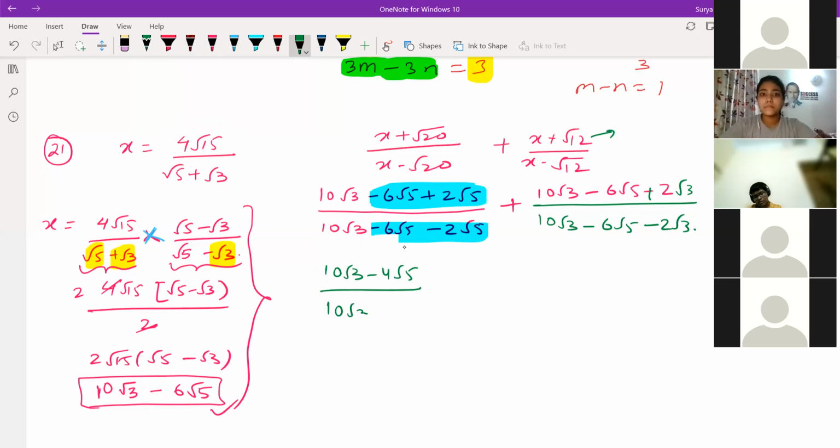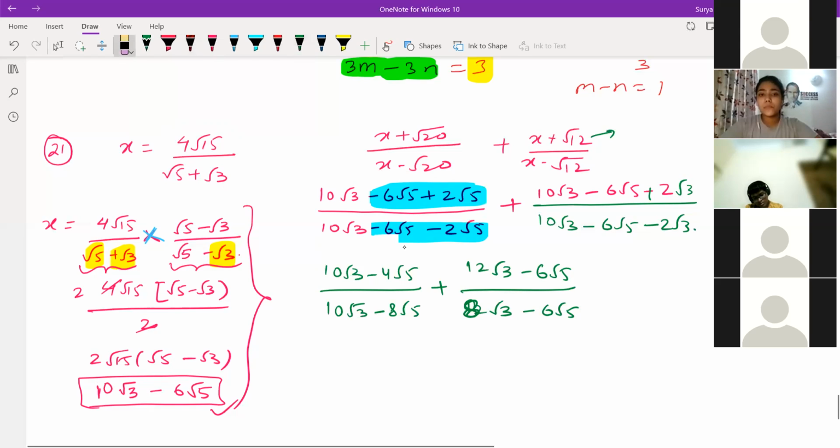Which question is this? Sir, which question is this? 12 root 3 minus, sir, where did you get it? It's a rationalization question. Sir, it's from number system and this polynomial kind of thing only. Okay, okay. So 8 minus 2 is 10 minus 8. So like this again you should do rationalization here. Now you can take 10 and this common. Again you should rationalize this completely.